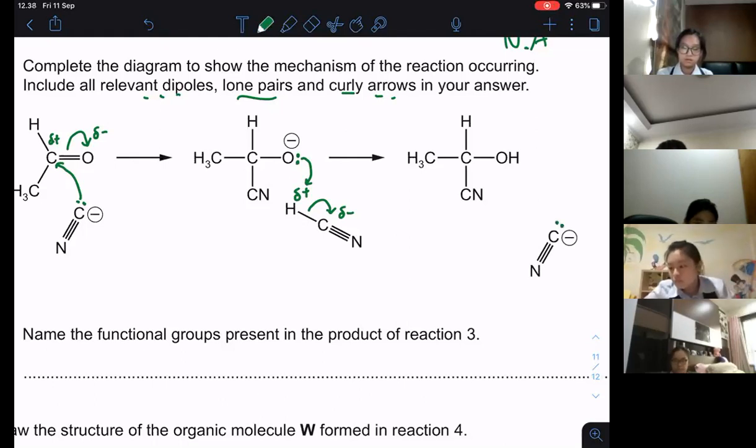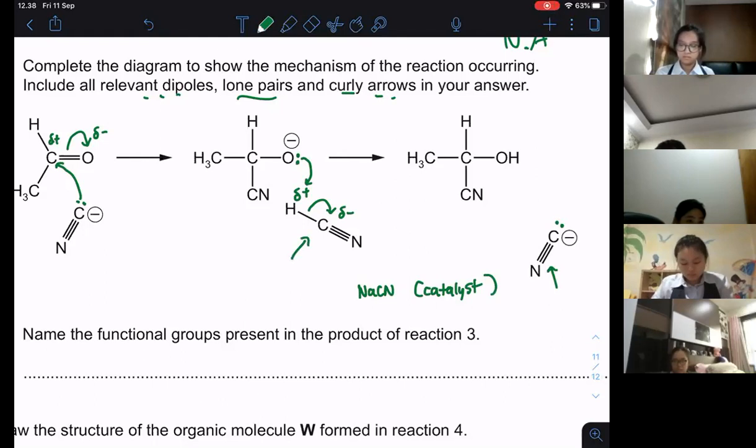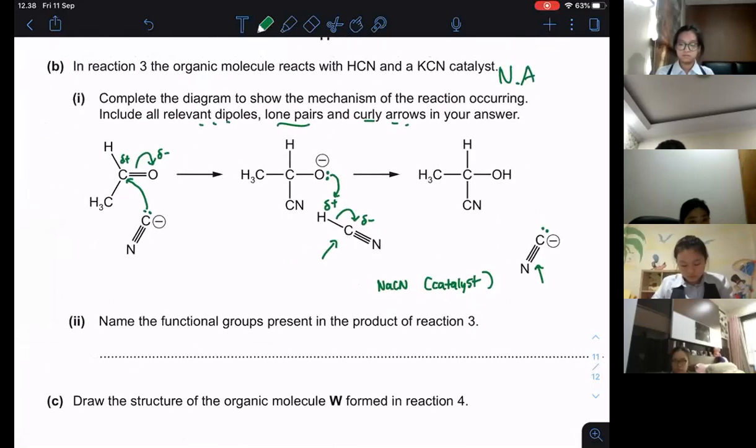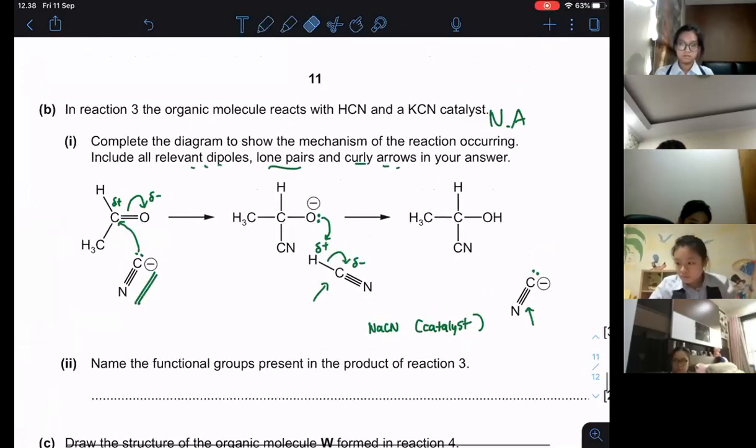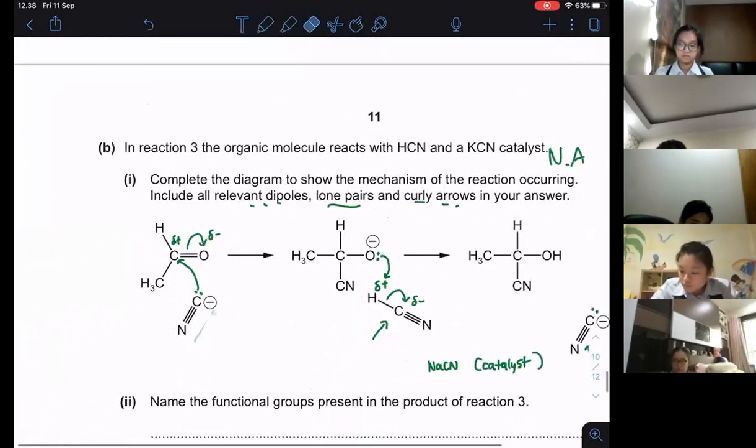Initially when you use NaCN, they are catalysts. It means we just require them a little bit in the beginning. After that, it will start to react with the HCN, and then the reaction can continue. In the past, they have asked what is the function of NaCN. The function of NaCN is to give the CN minus immediately. Once they give you the CN minus immediately, the reaction can start. Once it starts, then it will continue with HCN.